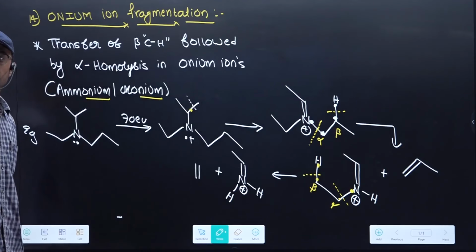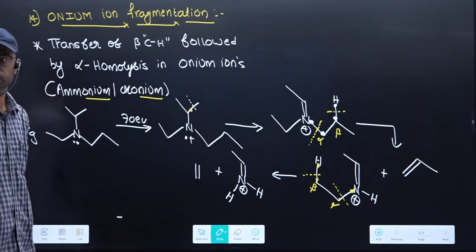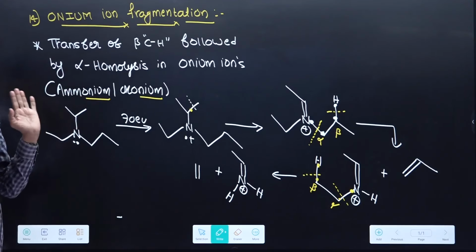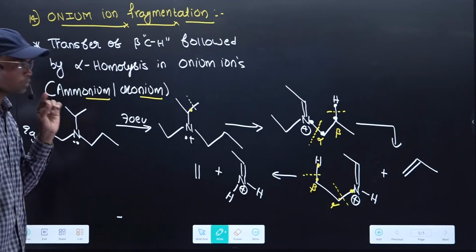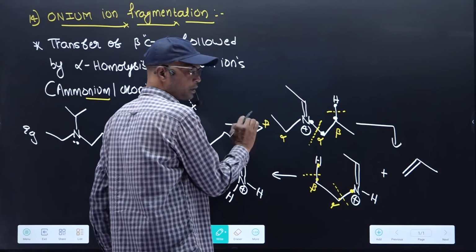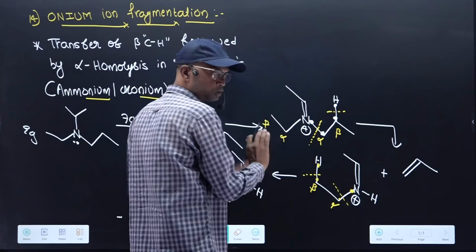How many times onium ion fragmentation? Two times. Suppose if this group is not present, only one side is possible. So now two times I am doing. Already this side also beta carbon is present. Left and right. Left side, right side, both beta carbons are present.